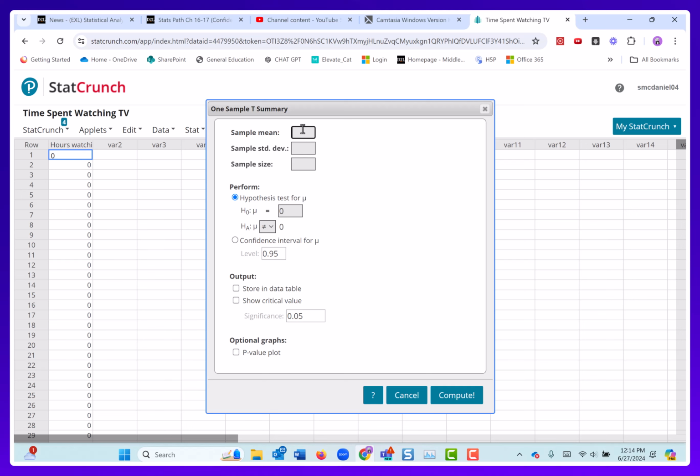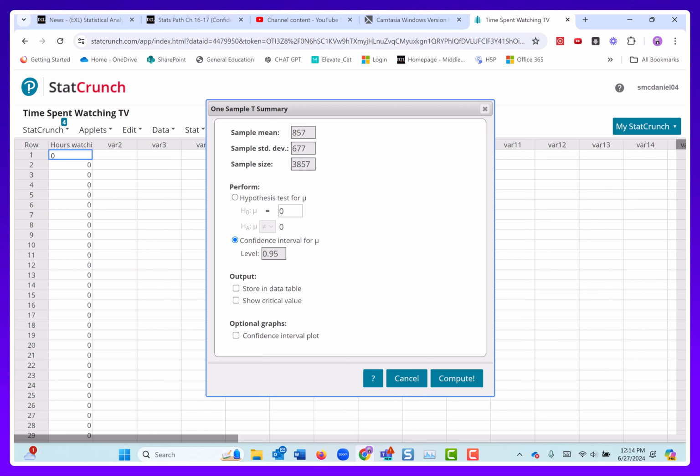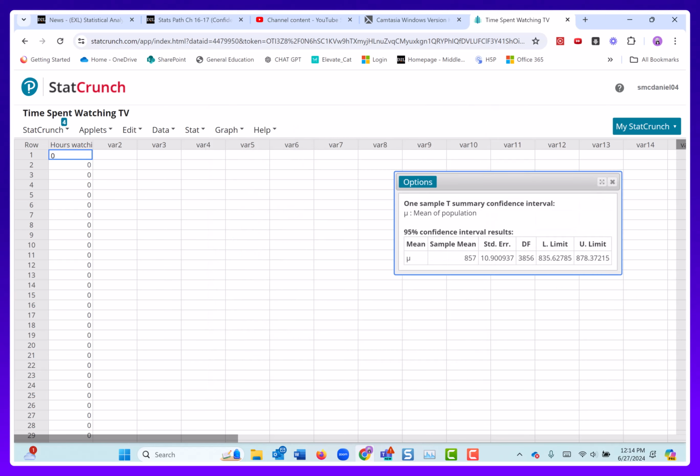So recall the mean was 857, and the standard deviation is 677. And the sample size was 3,857. And confidence interval, and we are doing 95%. And press compute, and we're going to get an interval from about 835.6 to 878.4.